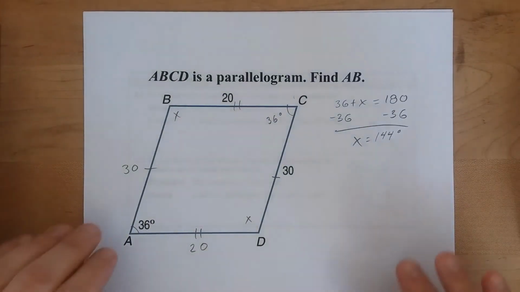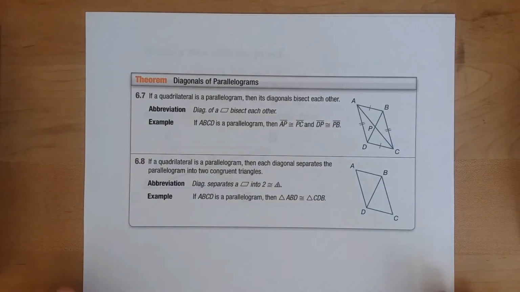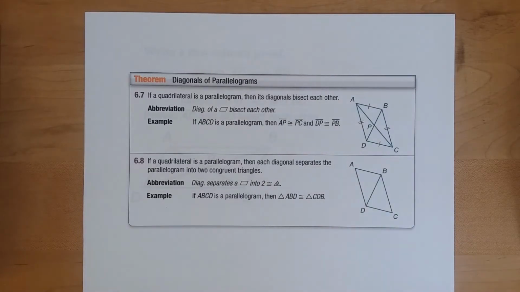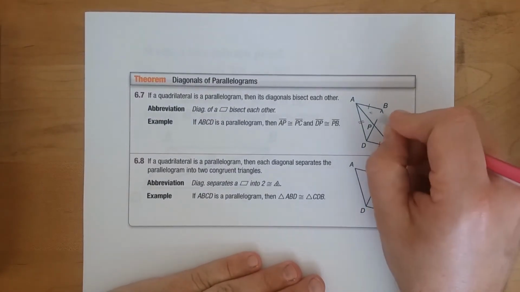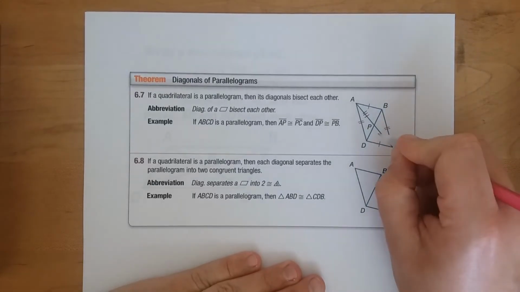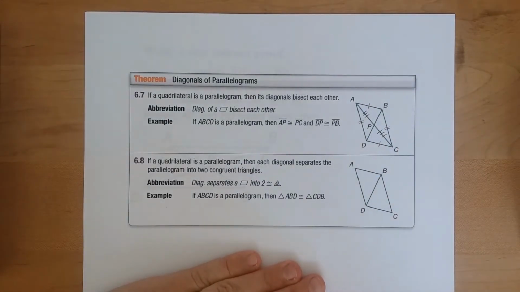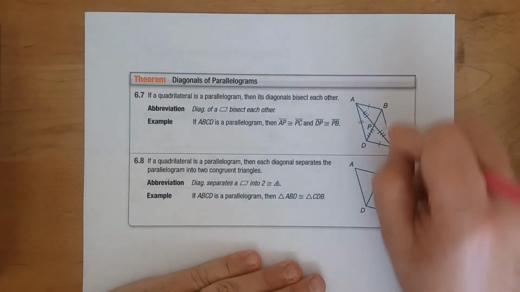Okay, there's a couple other things that we know about parallelograms. If we draw the diagonals in a parallelogram, then the diagonals are going to bisect each other. So, in other words, AP here is going to be congruent to PC. And PD is going to be congruent to PB.